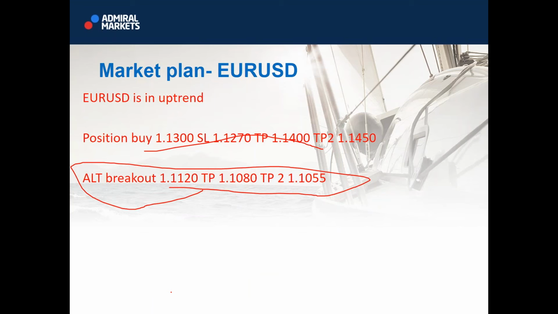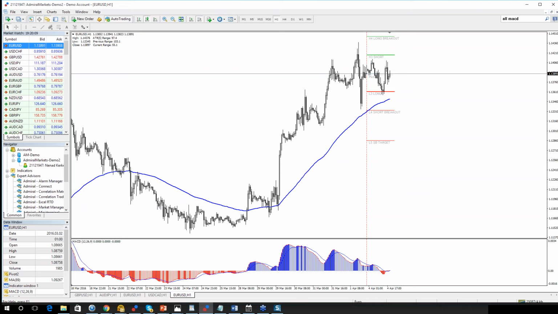Just to be sure, from a swing perspective, euro dollar is a bit high to buy now, unless you go for scalps. If you go for scalps, then you can pick the levels, right? But if you want to swing trade, you need to buy it a bit lower.